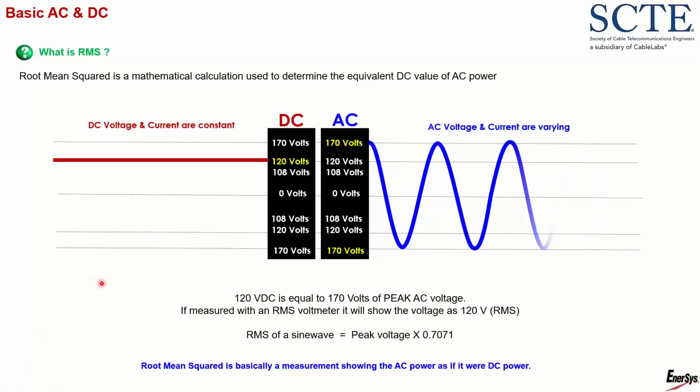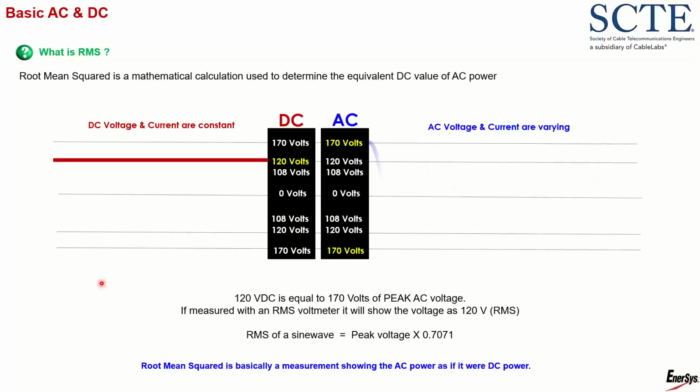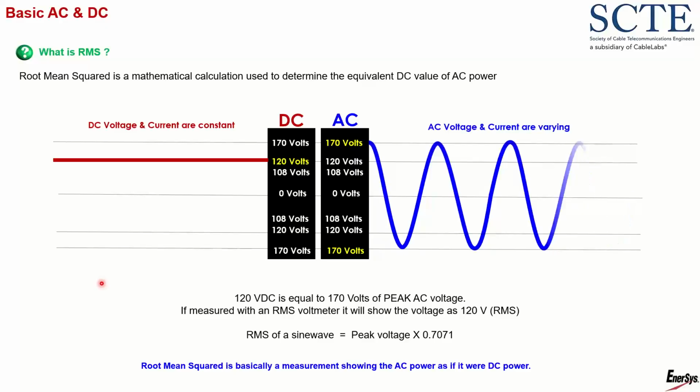RMS. So I mentioned earlier that we recommend that you use a true RMS voltmeter when you're measuring the voltage on your cable plant. So, what is RMS? Well, RMS just stands for root mean squared, and root mean squared is actually just a mathematical calculation to determine how much of a certain amount of AC equals a certain amount of DC.